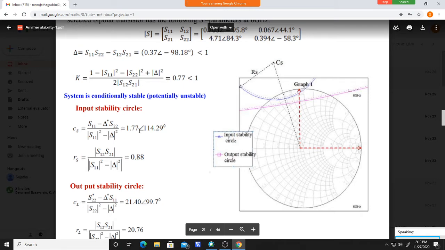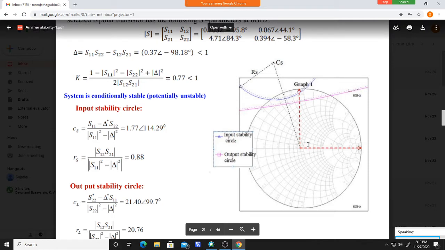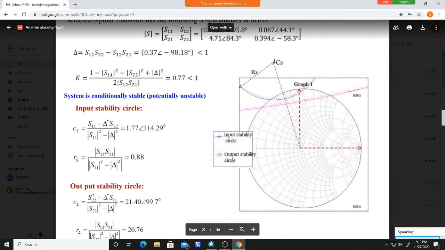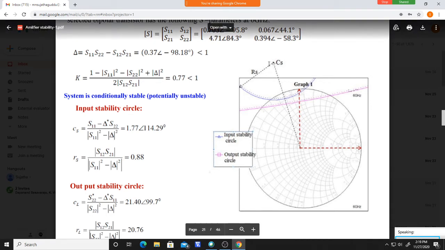See here, 6 multiplied by this, how much is it? 9.6, I think, 9.6 centimeters. So from here you measure 9.6. This is a point. See, this is 6 centimeters up to here, and this is around 9.6. So this point is the center of the circle, the input stability circle center.